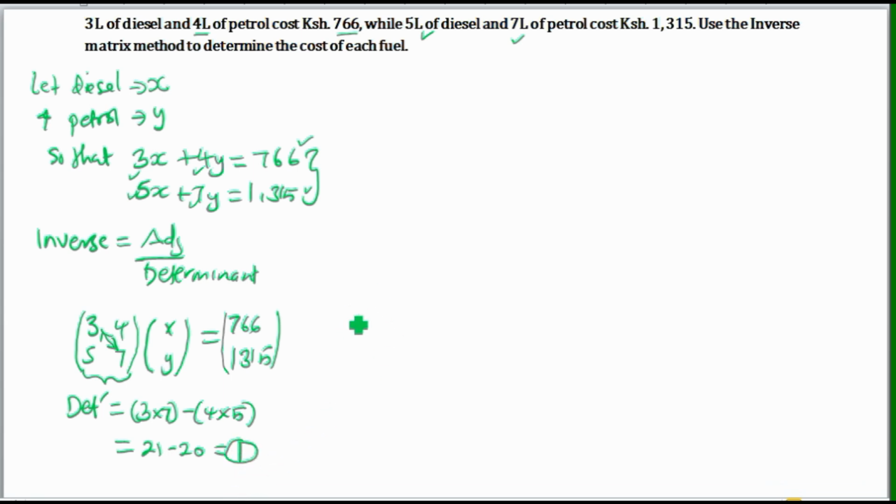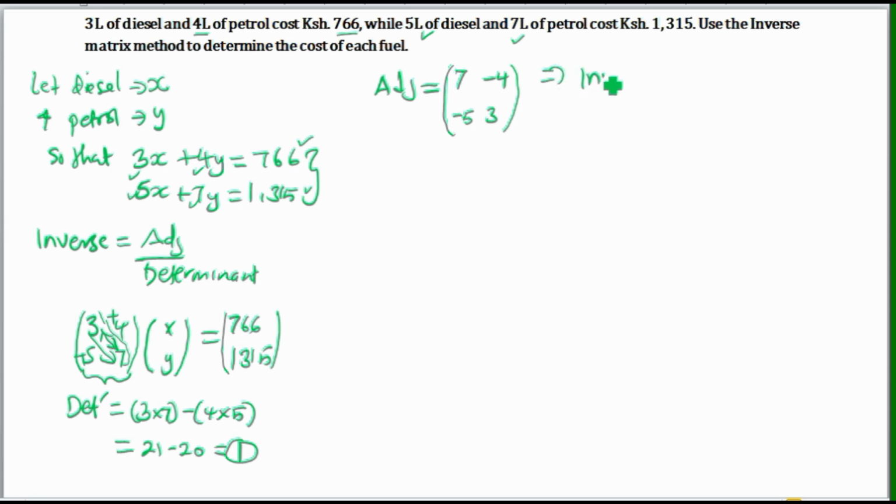How about the adjoint? The adjoint is obtained by interchanging the elements of the leading diagonal, meaning that 7 comes here and 3 goes down there, and then switching the signs of the other diagonal elements. When we had positive 4 here, it switches and becomes negative 4, and 5 here was also positive, it switches and becomes negative 5. So that is our adjoint.